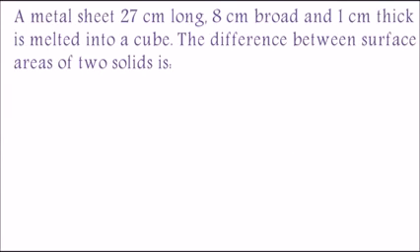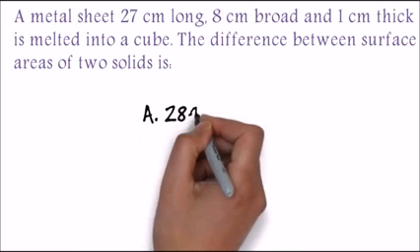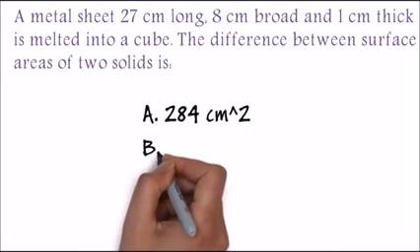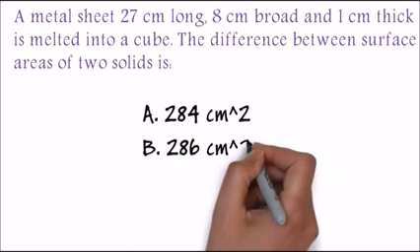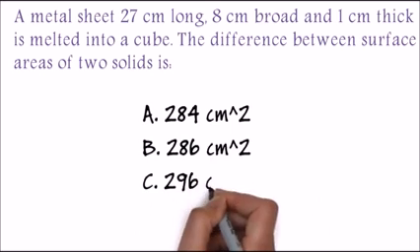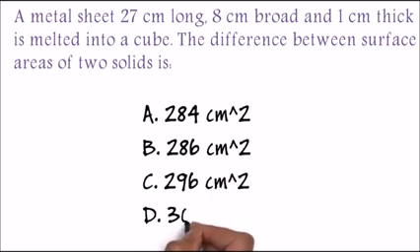A metal sheet 27 centimeters long, 8 centimeters broad, and 1 centimeter thick is melted into a cube. The difference between surface areas of two solids is: option A, 284 centimeter squared; option B, 286 centimeter squared; option C, 296 centimeter squared; option D, 300 centimeter squared.